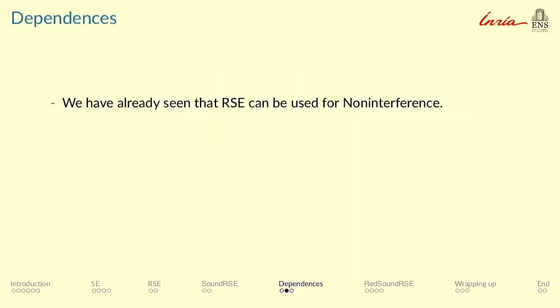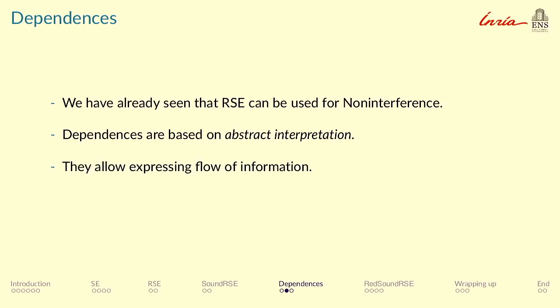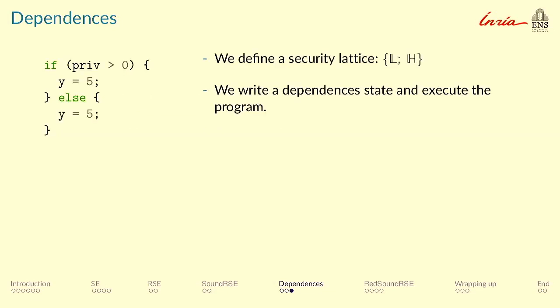And yeah, we have already seen that relational symbolic execution can be used for non-interference. And dependencies is a different technique based on abstract interpretation. Actually, instead of expressing values of variables, it expresses their confidentiality level. So it expresses the flow information during the execution of a program. Now we have a smaller program that always assigns a 5 to y, depending on the value of priv. But this example is good just to see that dependencies can also be very imprecise because they don't handle values.